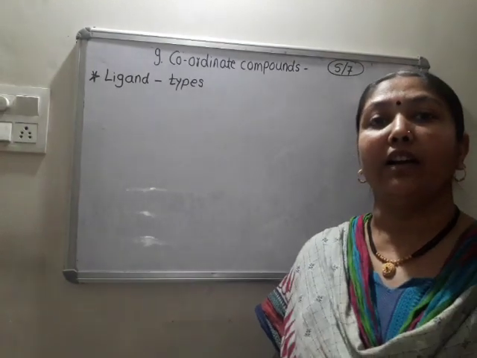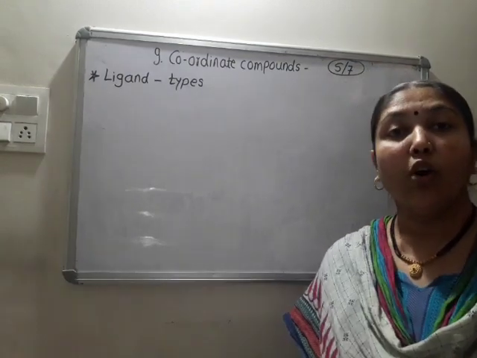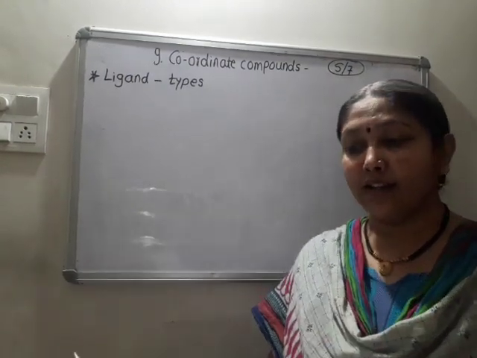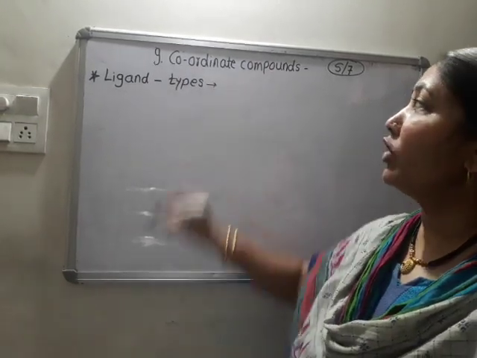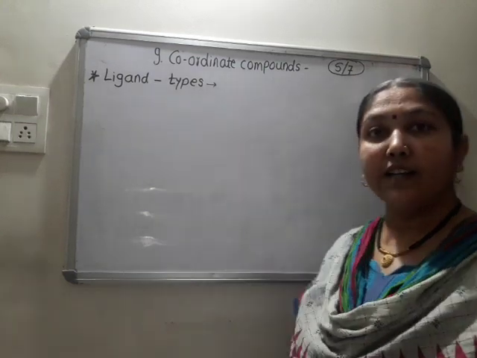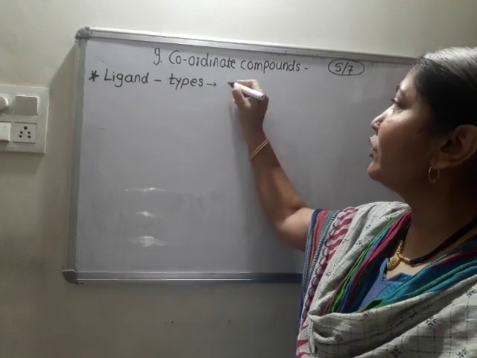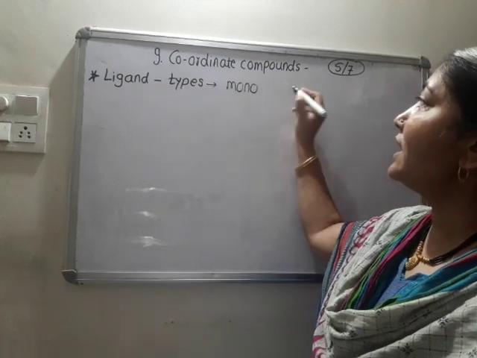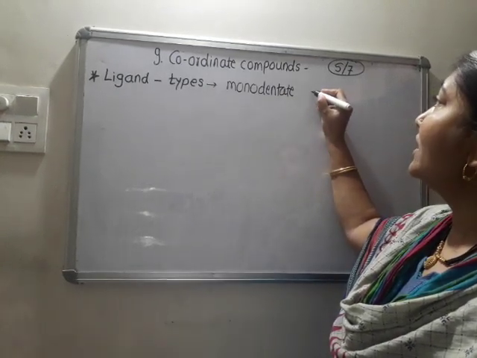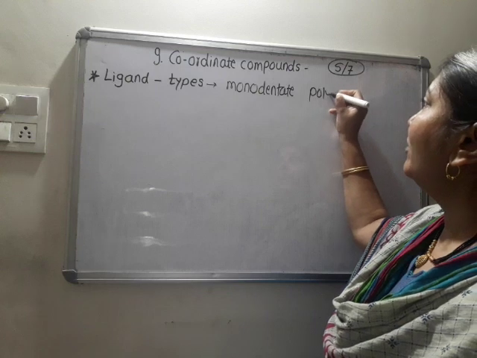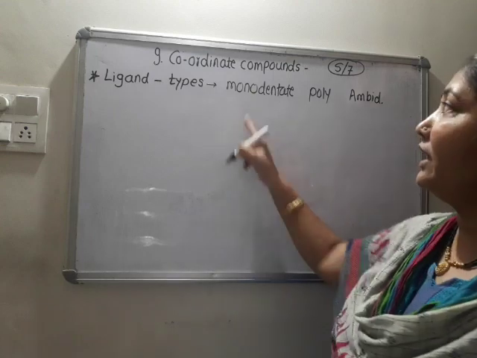First one is ligand. What is meant by ligand? A species which has the tendency to donate electrons, or which is a Lewis base, is known as a ligand. Then the second point is: what are the types of ligands? Different types of ligands are there depending upon the number of donating sites. So we call these ligands monodentate ligand, polydentate ligand, and ambidentate ligand.